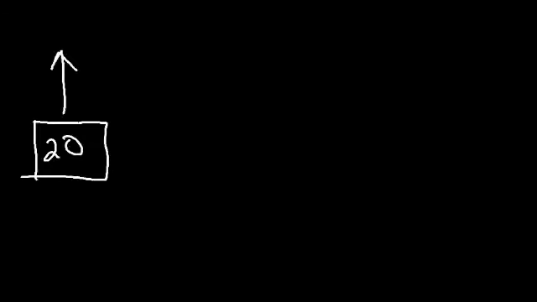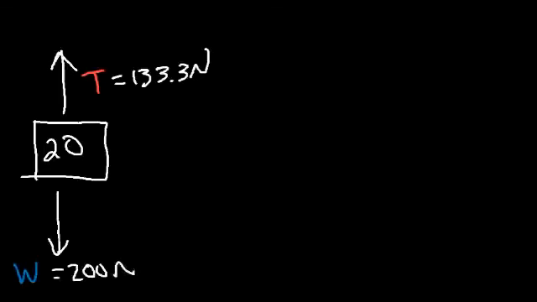Now, if this situation confuses you, let's analyze each block one at a time. Let's start with the 20 kilogram block. There was an upward tension force of 133.3 newtons, and there was a downward weight force of 200 newtons. And because the 20 kilogram block was descending, the net force was equal to 66.6 newtons, or we'll say 66.7.